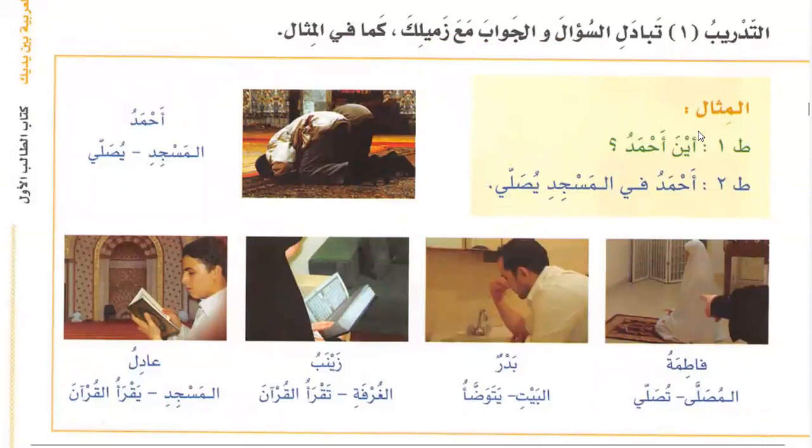The example. The first student: where is Ahmed? The second student: Ahmed is in the masjid, he is praying. Ahmed is in the masjid, he is praying. So very simple, you will just ask about the person and you will answer according to the picture.